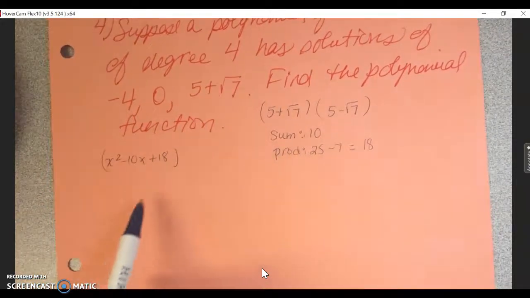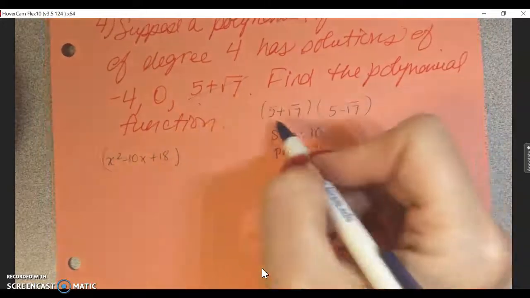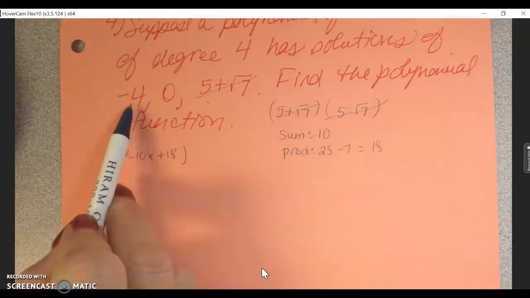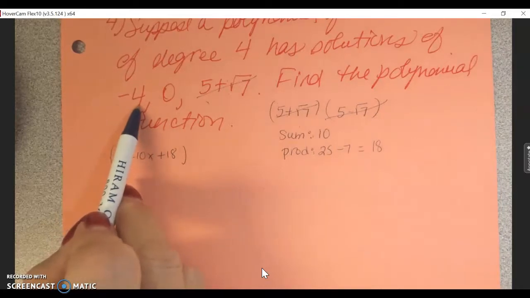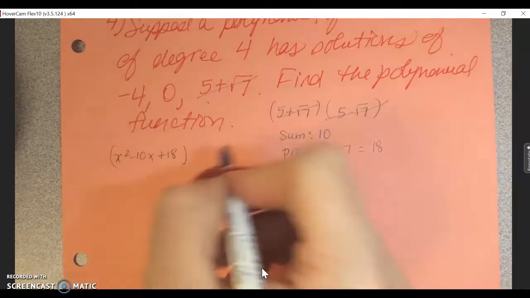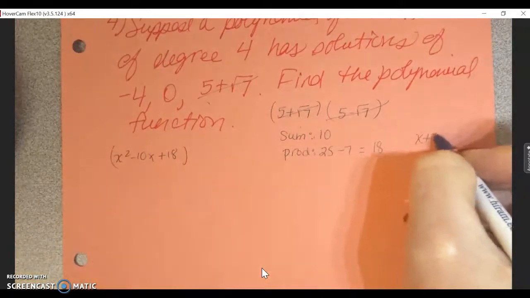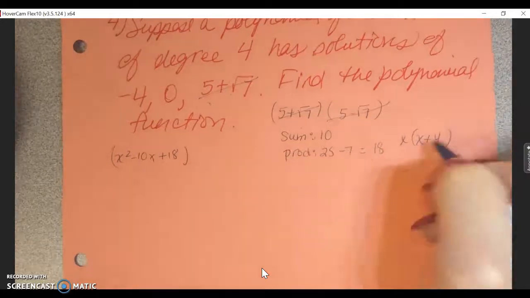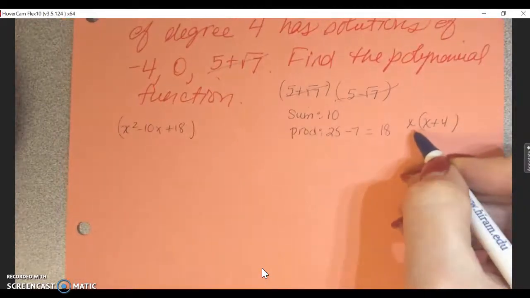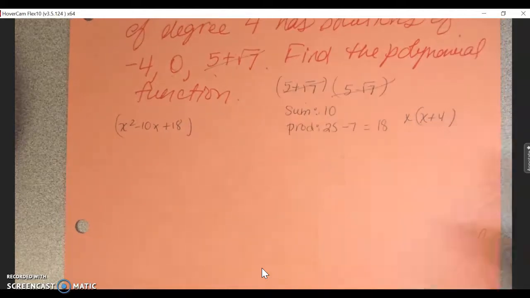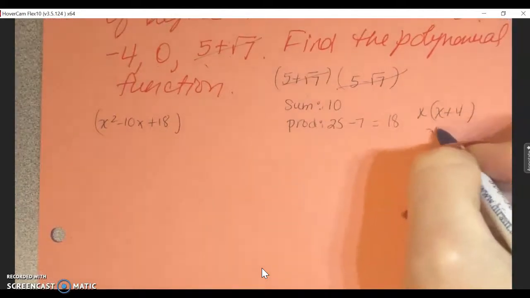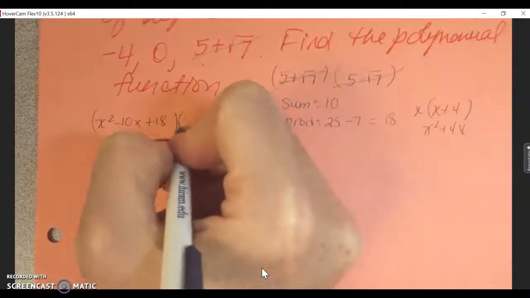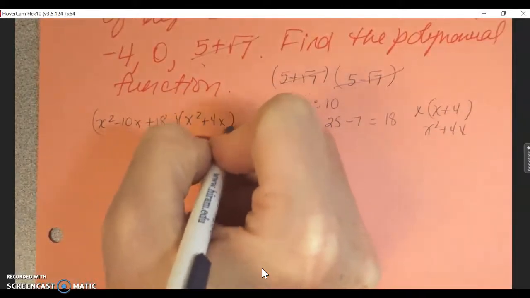All right, so that's going to be for this part. We're done with that. We're done with this. Let's go to this one. Do you guys know what the factor would be if we have a solution of -4? X plus 4, good. I'm going to write that over here. And then what about if I have 0 as a solution? What would the factor be? X. So let's go ahead and multiply these two together. What do I get if I multiply those two together? X squared plus 4x. Good.